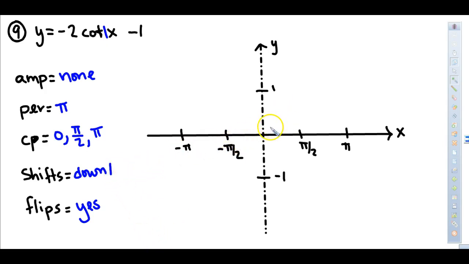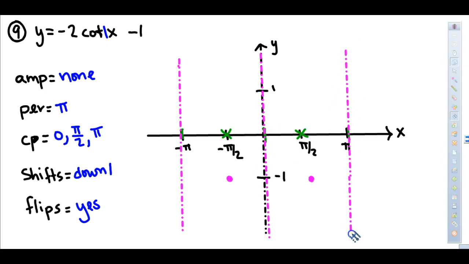Okay, so remember, cotangent has an asymptote at 0, a point at pi over 2, an asymptote, and it follows that pattern right on around. Now, the shifts: I'm going to take all my points down 1. Asymptotes stay in the same place, simply because you can't shift a line down, remember? So asymptote, asymptote, asymptote.